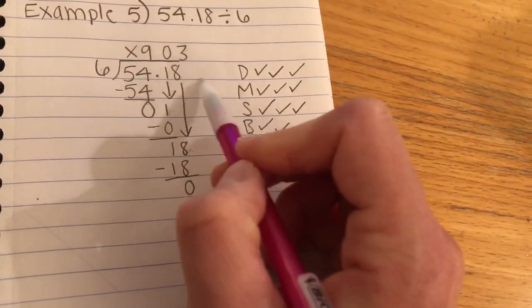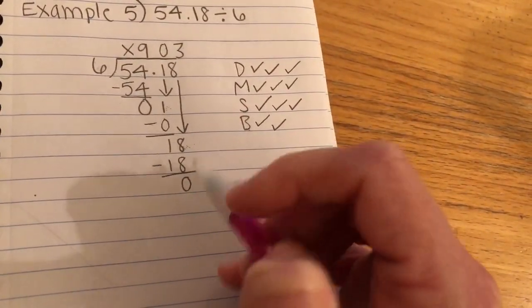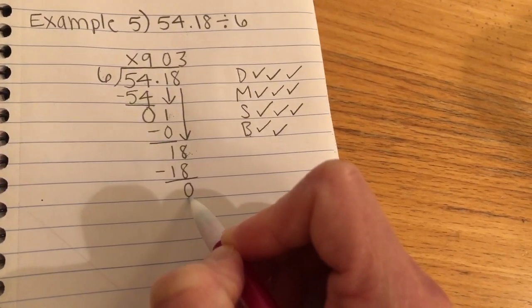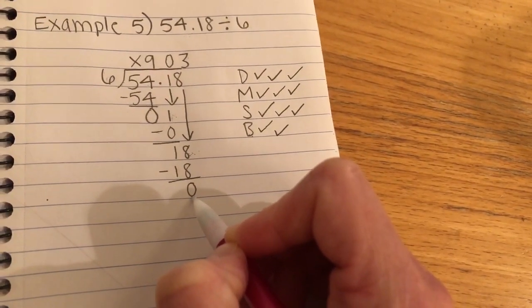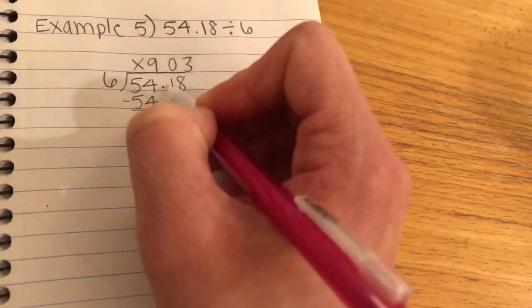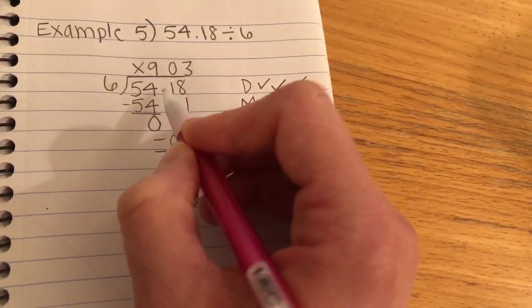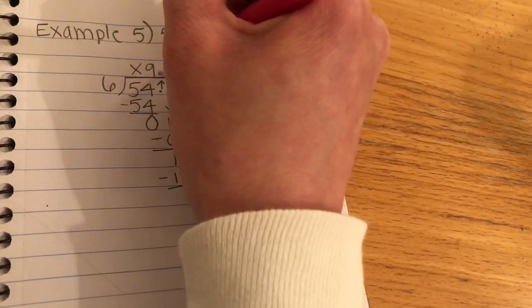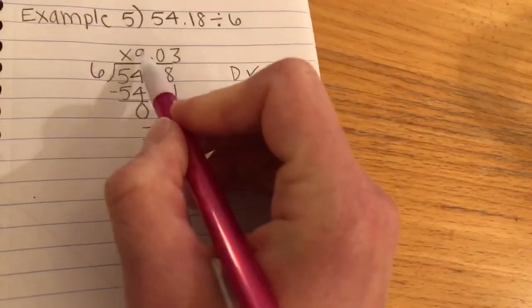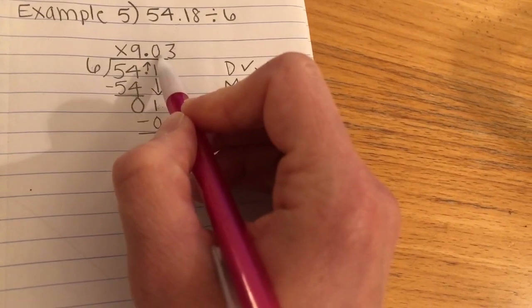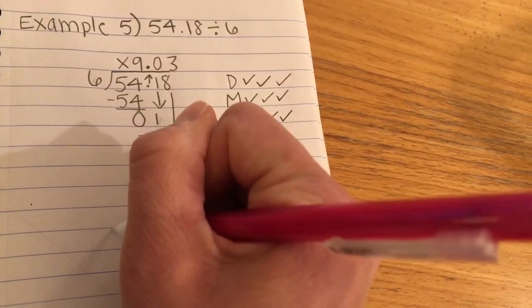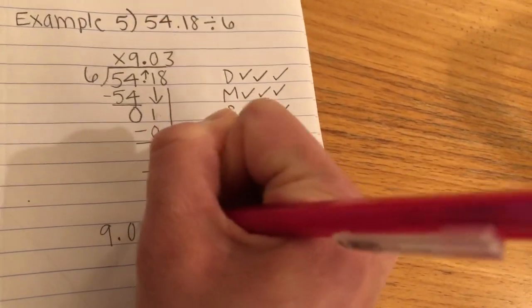And there are no other digits left to bring down, and this number here is a 0, so that means I'm finished. The last thing that I'm going to do is go back to this decimal point in my dividend, and I'm going to bring it straight up through the roof of the house and put it right between the 9 and the 0. So that means that the answer to my division problem is 9.03.